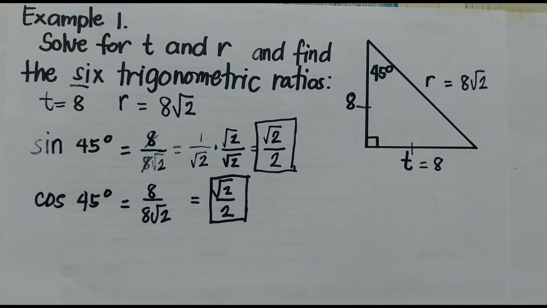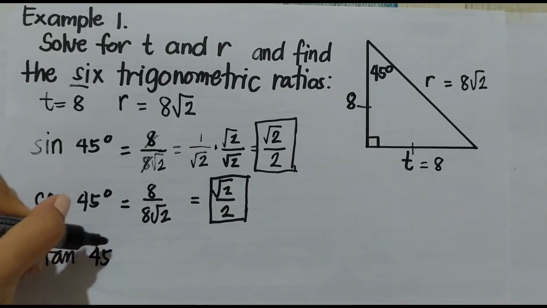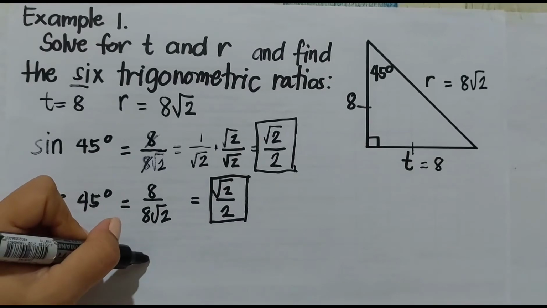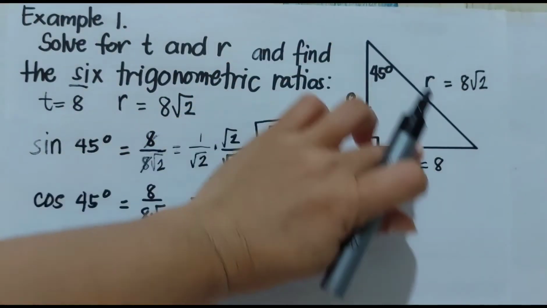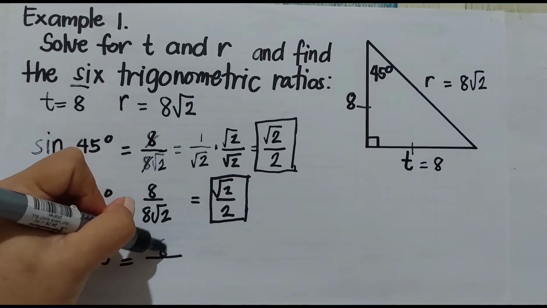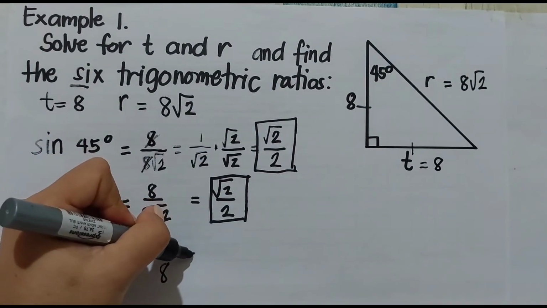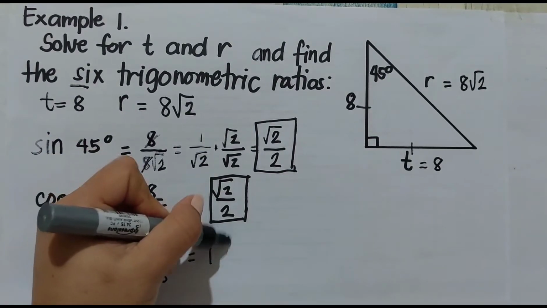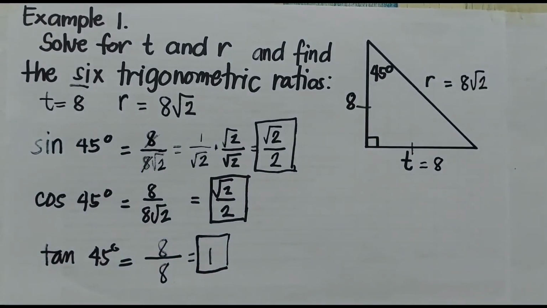Okay. What about our tangent? What about tangent 45 degrees? Opposite over adjacent. So, its opposite is 8. Its adjacent is 8. So, what is that? 8 divided by 8, that is equal to 1. So, therefore, tangent 45 degrees is equal to 1.